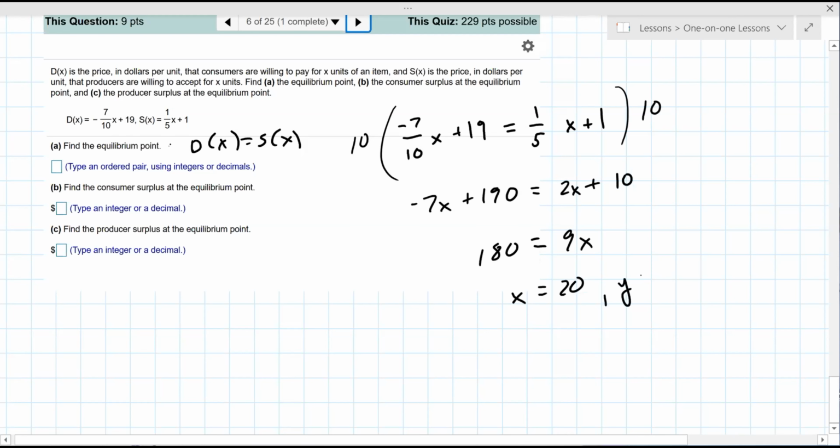We still need the y. The y you get from putting it back into one of these equations. We'll go 1/5 times 20 plus 1. So 1/5 of 20 is 4, plus 1 is 5. So there's your equilibrium point. 20 comma 5 is your answer there.